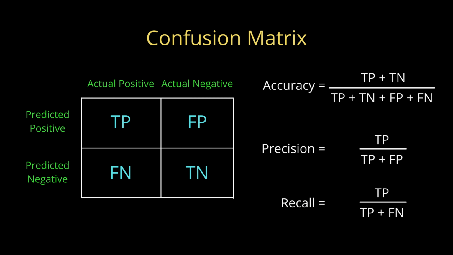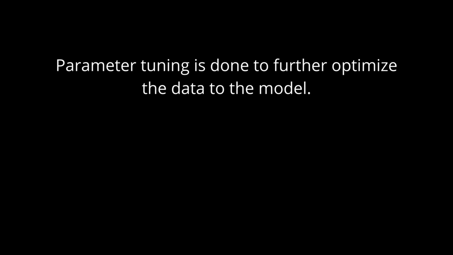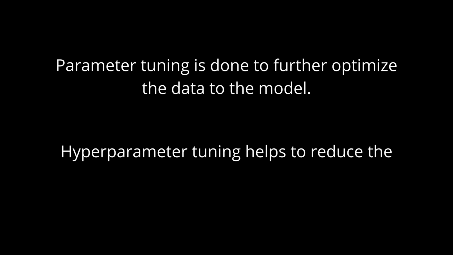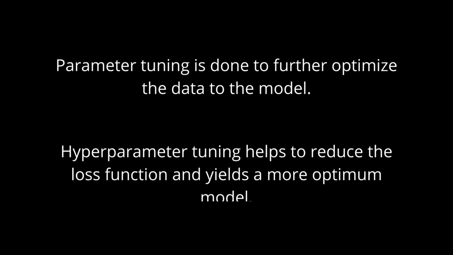If the model does not perform well on this data, it is trained and tested on cross-validation data. If the model performance is still low, another model is chosen and trained, tested, and evaluated. Once the machine learning model is finalized, parameter tuning is done to further optimize the data to the model. A hyperparameter is a parameter whose value is used to control the learning process. Hyperparameter tuning helps to reduce the loss function and yields a more optimum model.